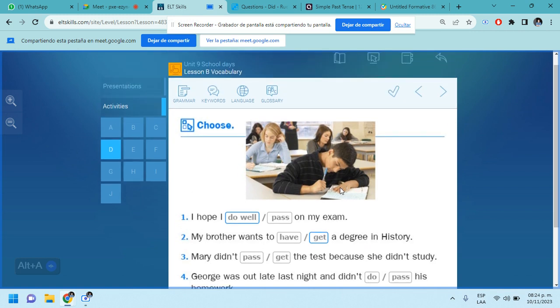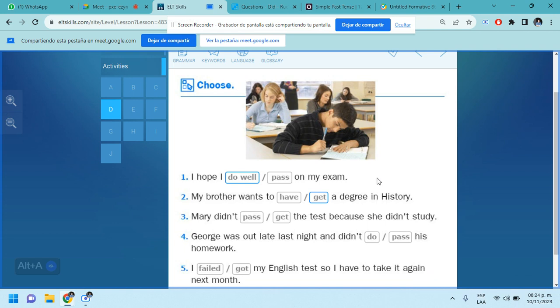Or in the case of medicine, you get like a doctor. See? Depends on the career. But that's a degree. But when you're a professional, if you want a degree more, that is your magister. You see? One more. Okay, three. Mary didn't. Yeah. Because she didn't study. Good. Four. George was out late last night and didn't.